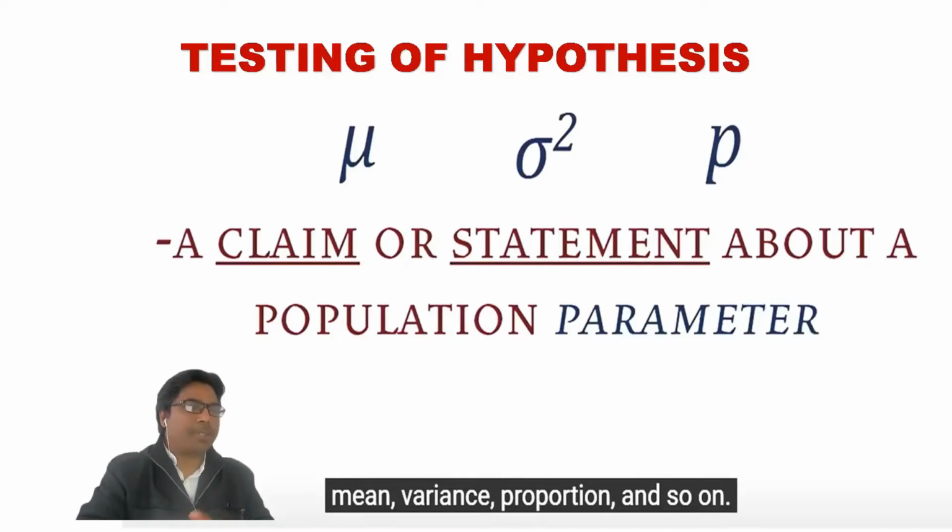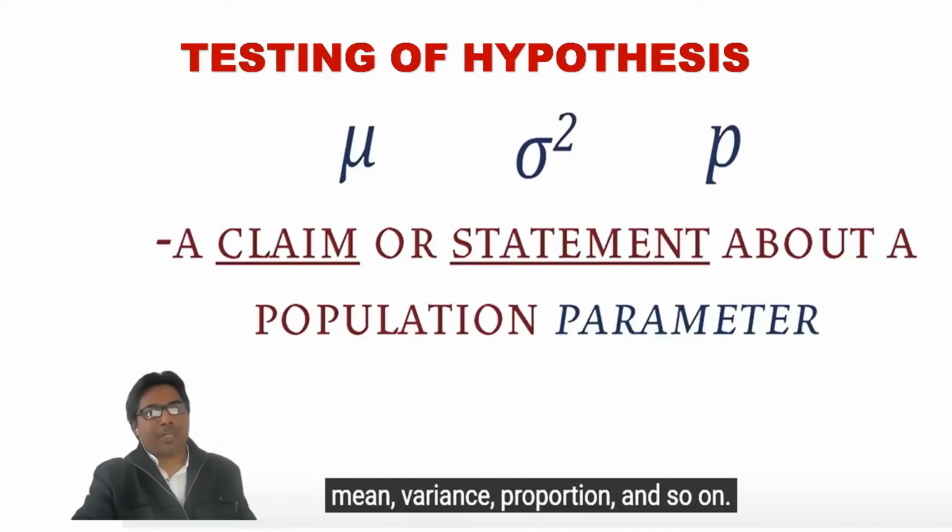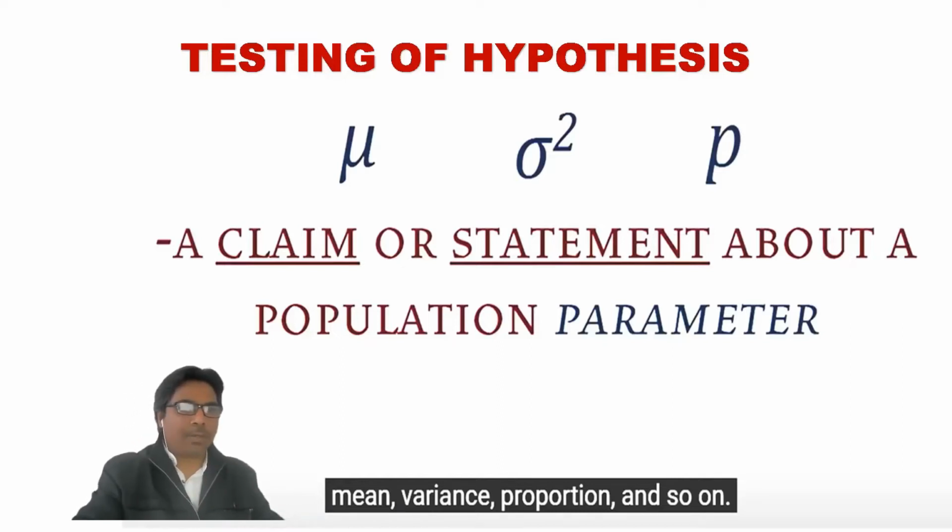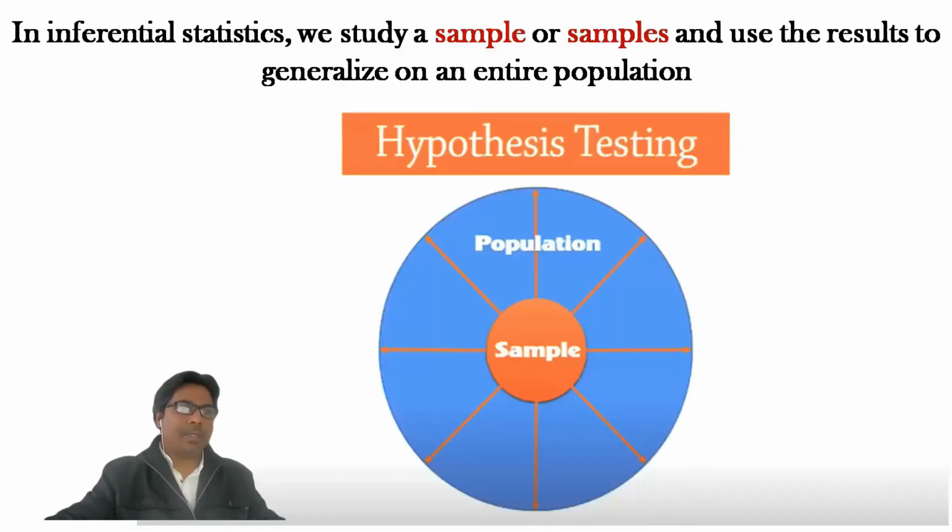Here, according to the presentation, it's a claim or a statement about a population parameter. So we have population parameters, like we have mean, we have variance, right? So these claims are made on the population mean or a parameter which are to be tested. Let us go to the point now.